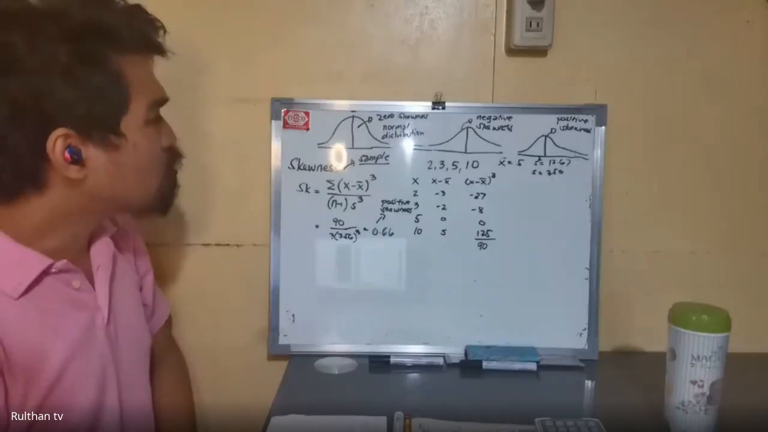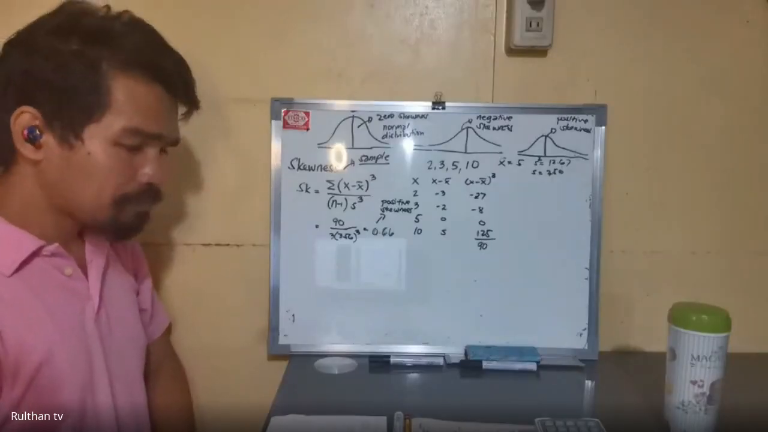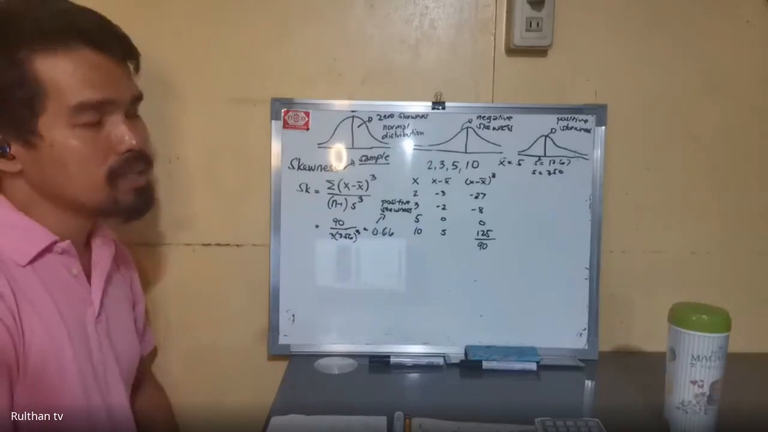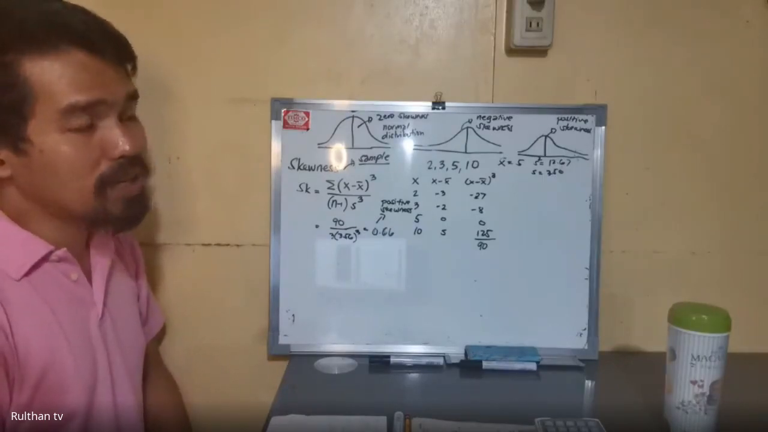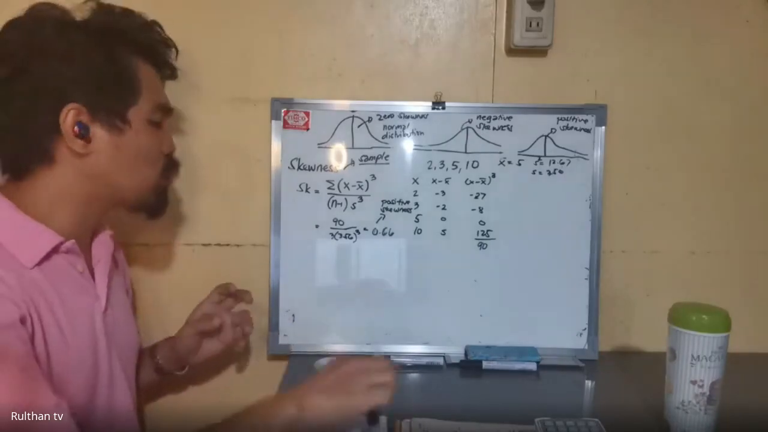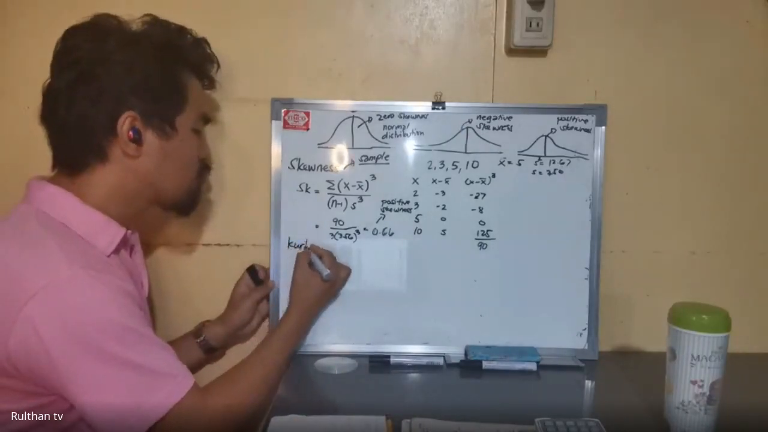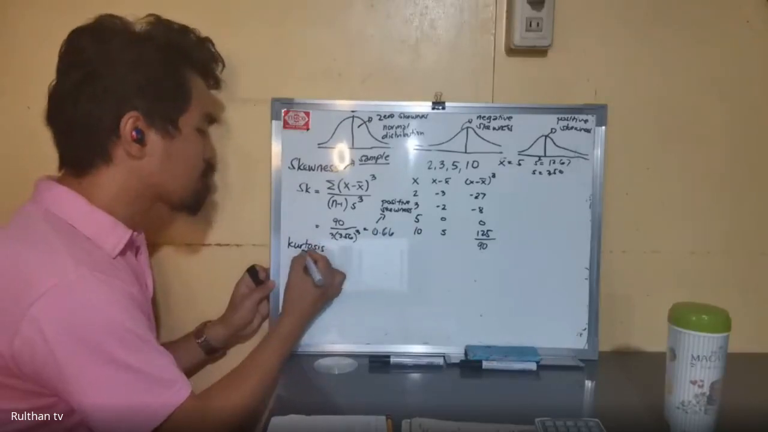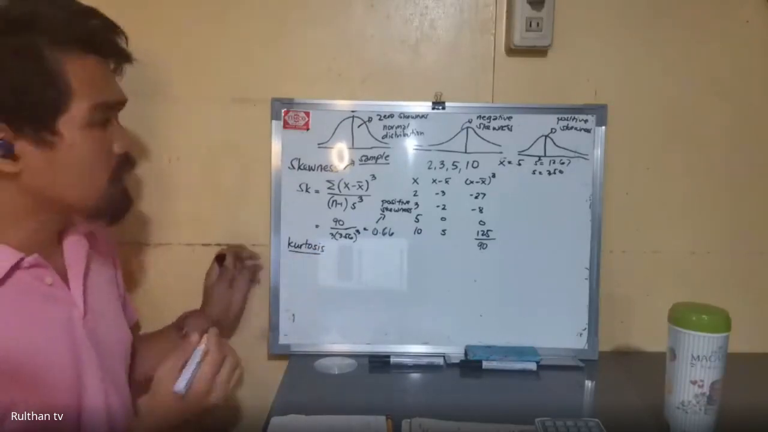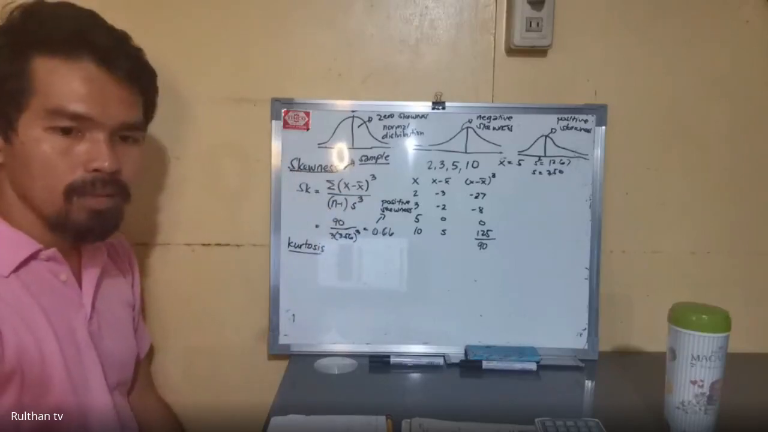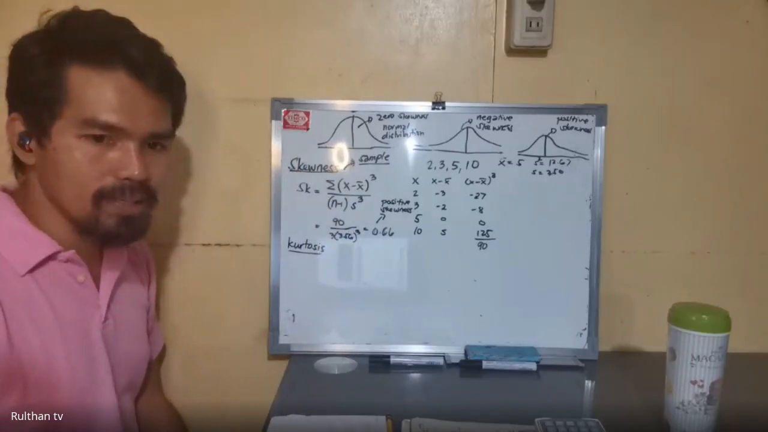Now, we're done with the skewness of the data. Another thing that would help us know the measure of variability is the so-called kurtosis. What is kurtosis? Who has an idea of what kurtosis is?